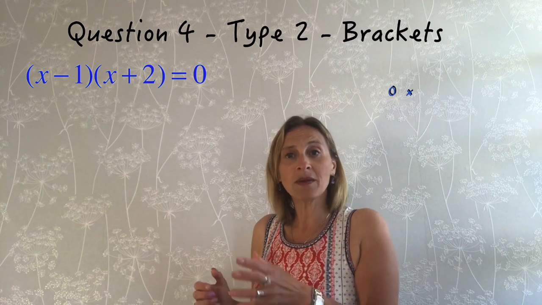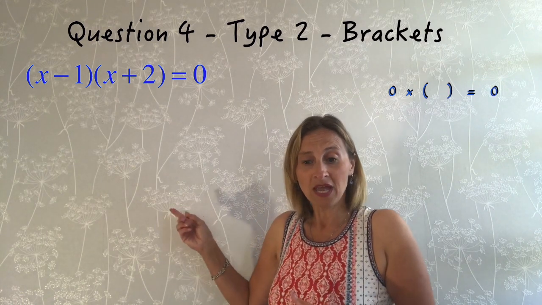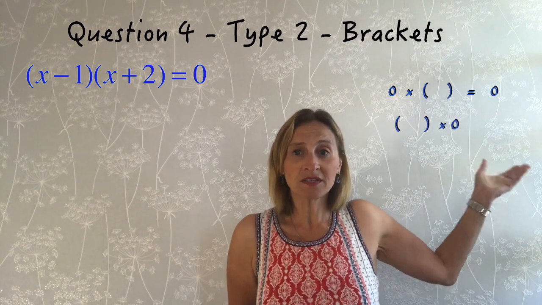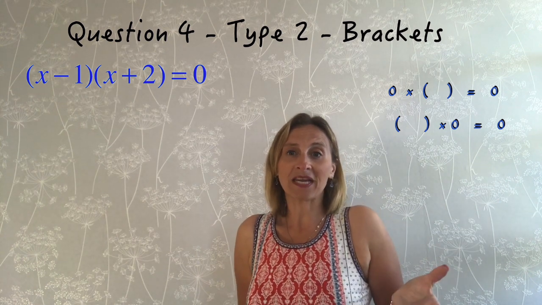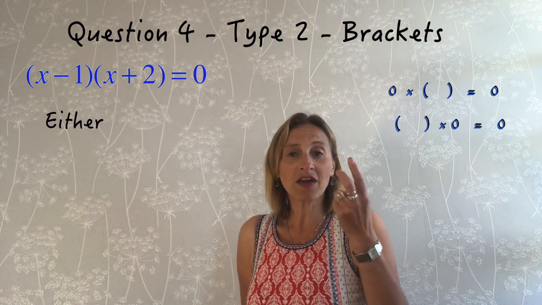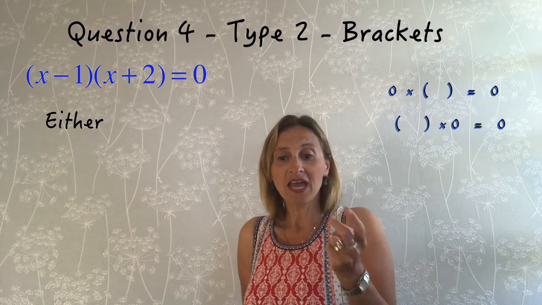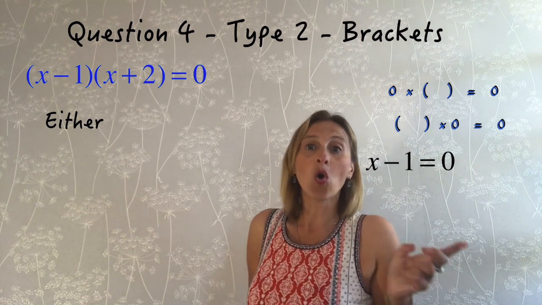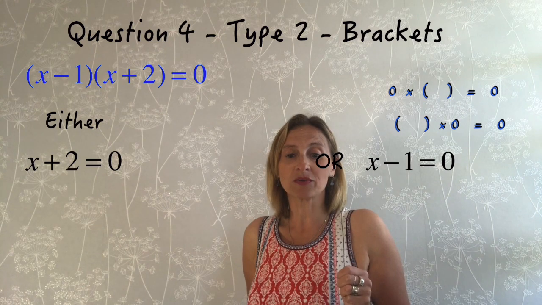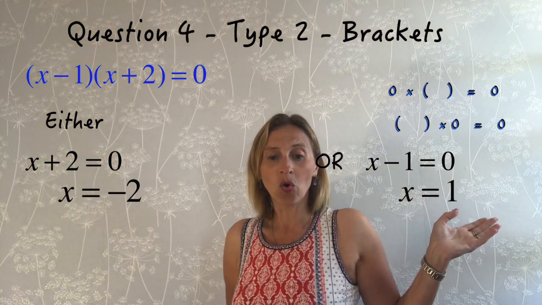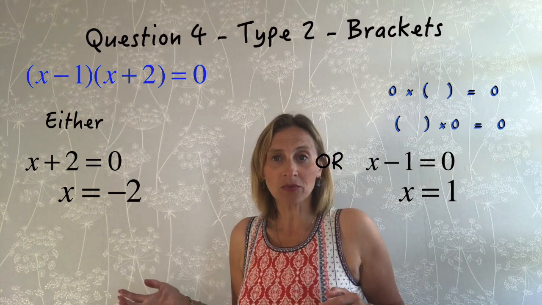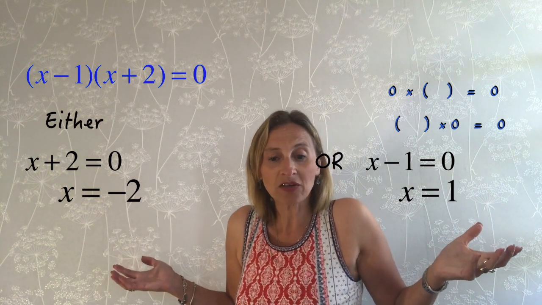But what we do know is that 0 times something equals 0, and something times 0 equals 0. So we can let one of the brackets equal 0. So we're going to have two equations. Either x minus 1 can equal 0, or x plus 2 can equal 0. And then we solve each one. x can equal 1, or x can equal minus 2. And we're done. Let's take a look at another one.